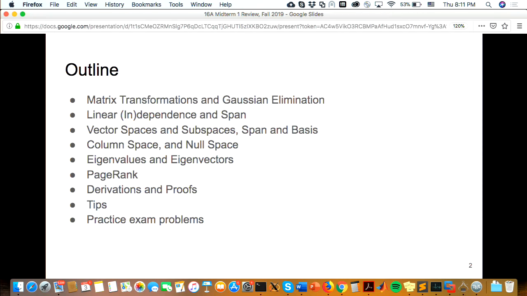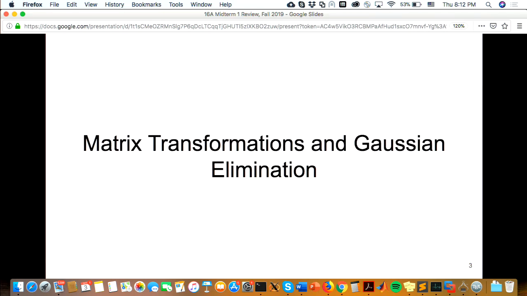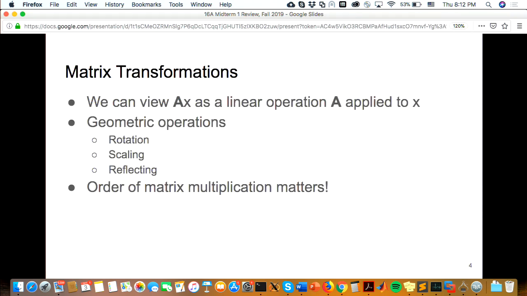So yeah, thank you. So we will be starting with matrix transformations and Gaussian elimination and talking a little bit about what it is. So remember that we can see any matrix as a linear operation applied to X. We can see it as a system of equations, right? This is how we've seen a matrix.